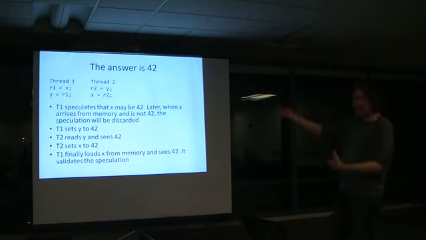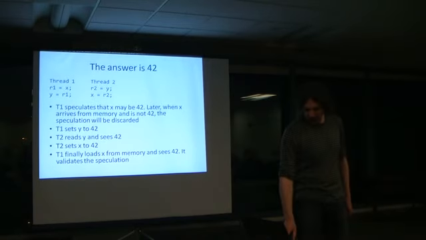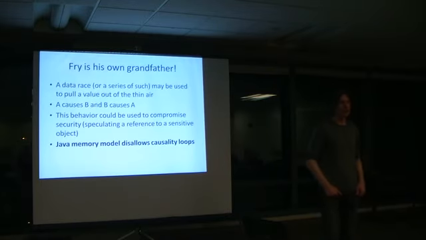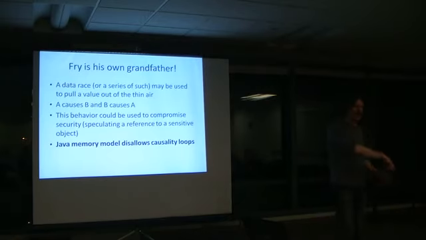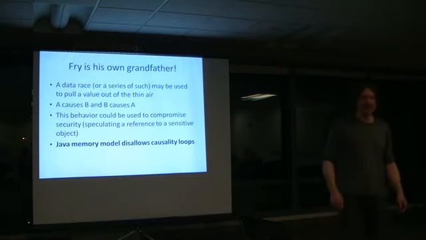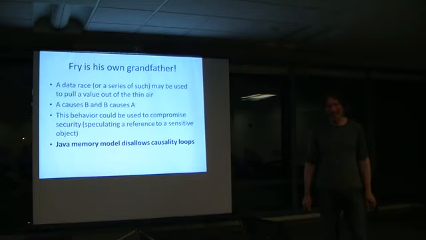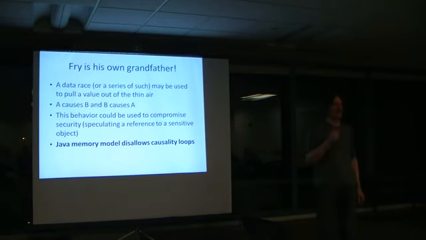So this is the description of the speculation, how it finally validates, and we get the 42. Who knows who Fry is? Okay, so this is the guy who went back in time and became his own grandfather. He killed his grandfather. He had an affair with his grandma.